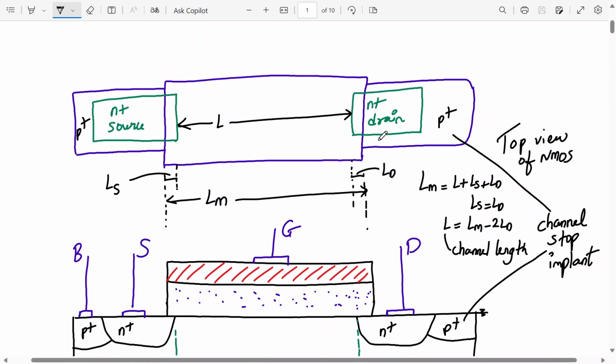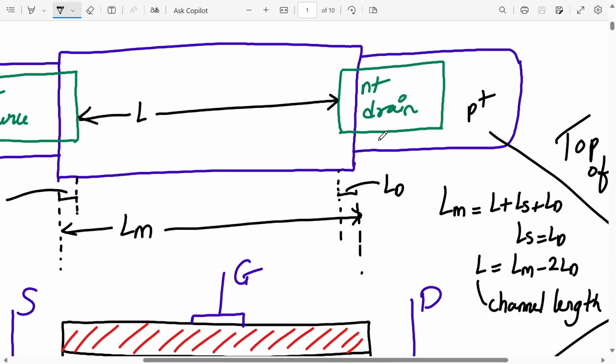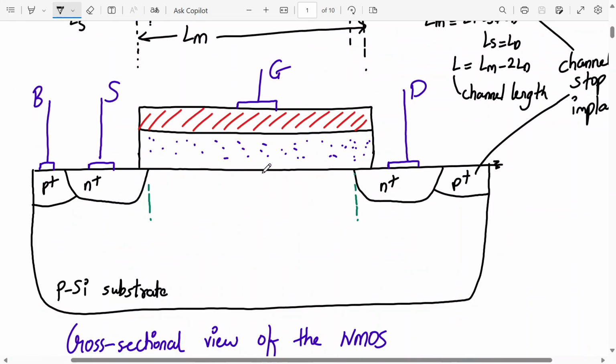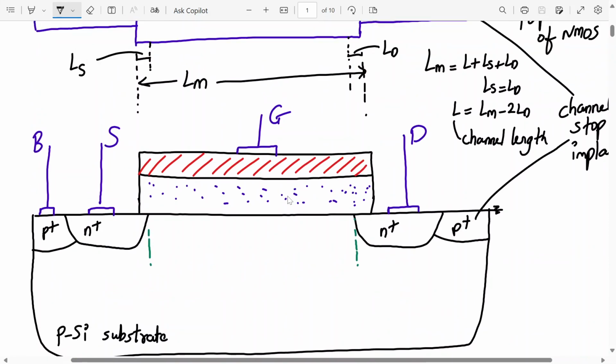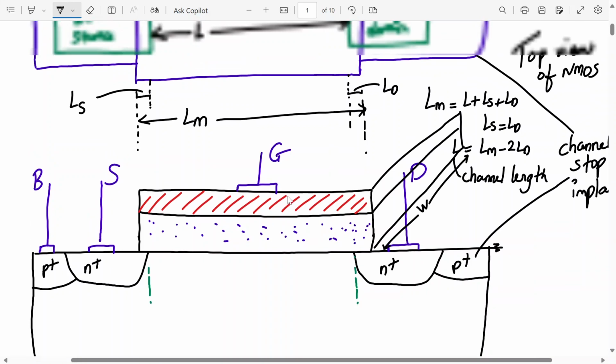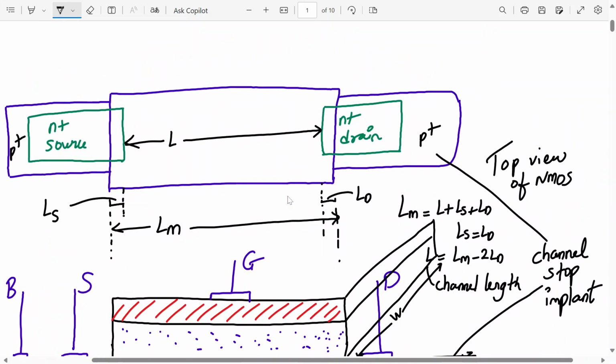Here also two more things are there. This is just the front view of the MOSFET, right? So if I go in depth like this, there will be my channel length also. So this length will be my channel length L. And how will I show W? This is my W here.